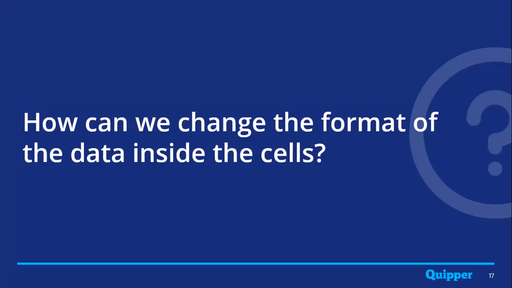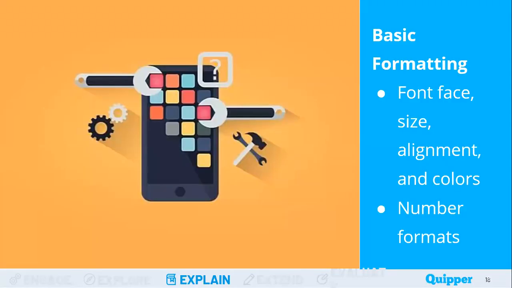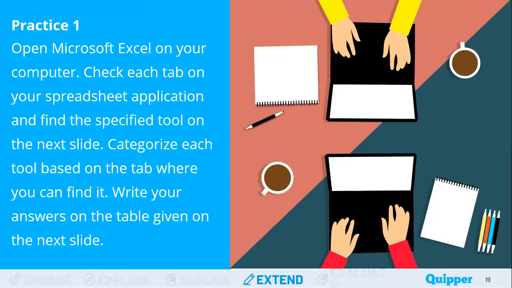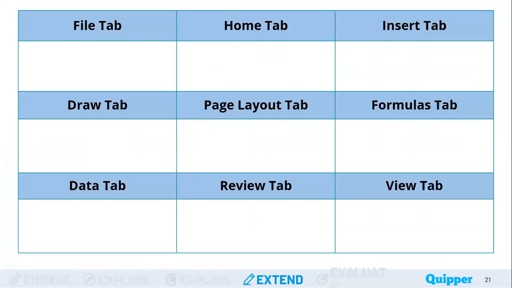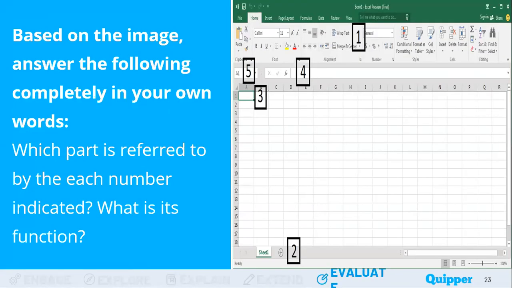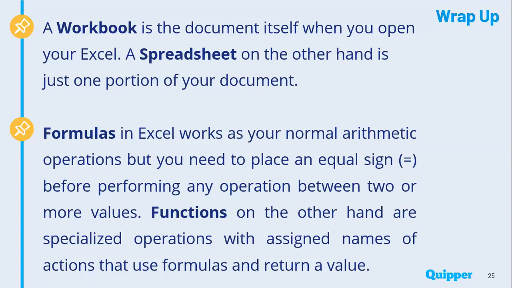How can we change the format of the data inside the cell? So we have basic formatting class. We have font face, size, alignment, colors, and number formats. Okay, that is for lesson 1.